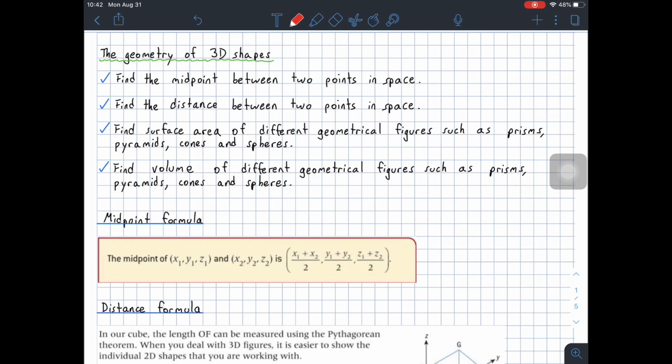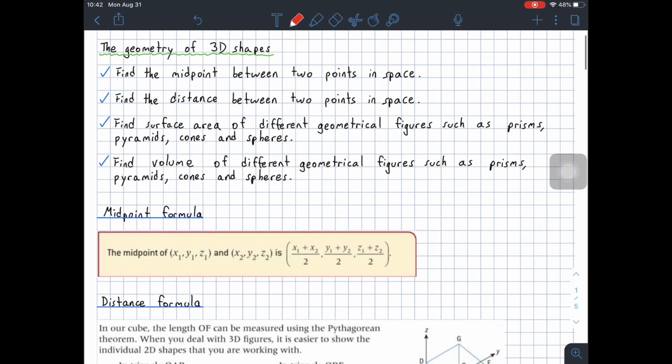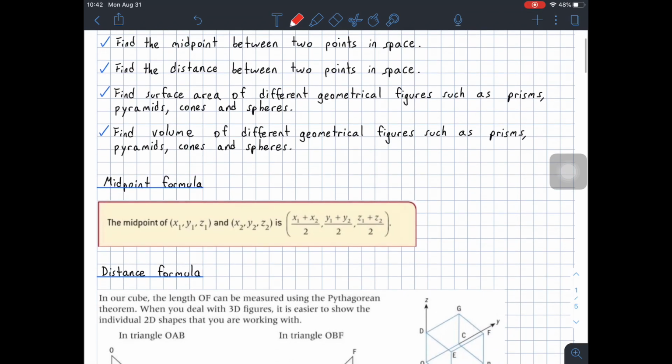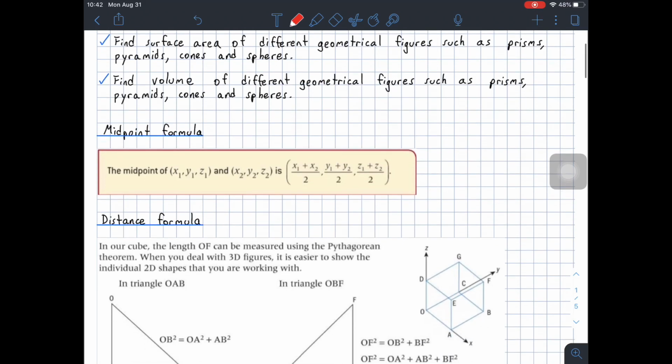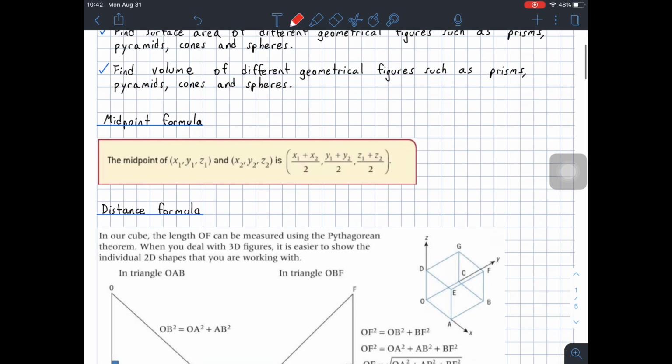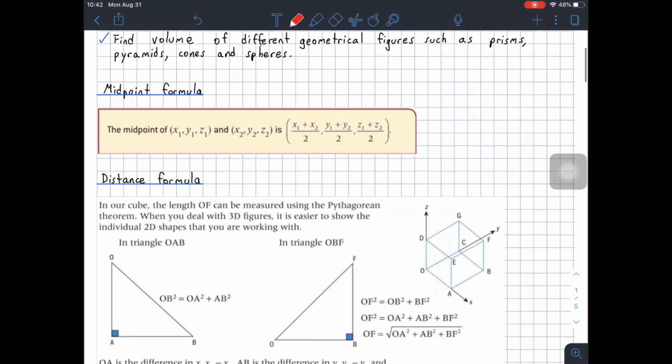Objectives: find the midpoint between 2 points in space, find the distance between 2 points in space, find the surface area of different geometrical figures such as prisms, pyramids, cones, and spheres, and finally find the volume of different geometrical figures such as prisms, pyramids, cones, and spheres.